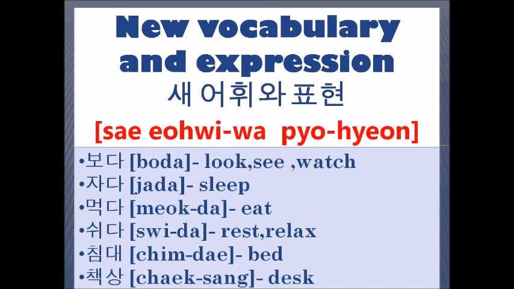So, yan po ang informal or base word. So, ang formal naman po is, pwede niyong sabihin, bomnida or bwayo, jayo, jamnida, mogoyo, mogumnida, shiwoyo, shimnida, chimde, e isoyo, or cheksange isoyo.